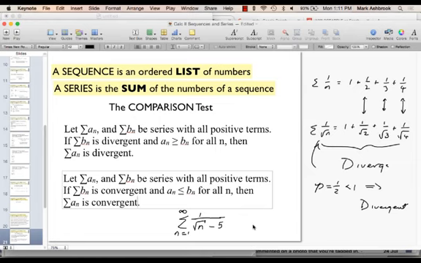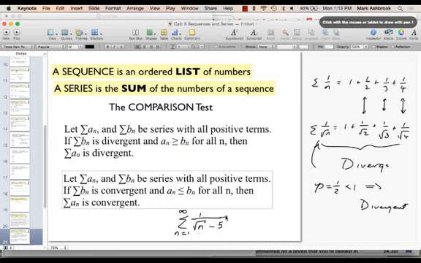So what about 1 over square root of n? Is that convergent or divergent? We can probably find an easier way of using the test by using 1 over square root of n. Is that convergent or divergent? That is divergent, because p is less than a half.